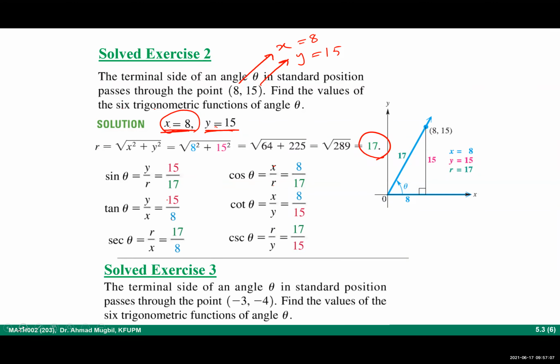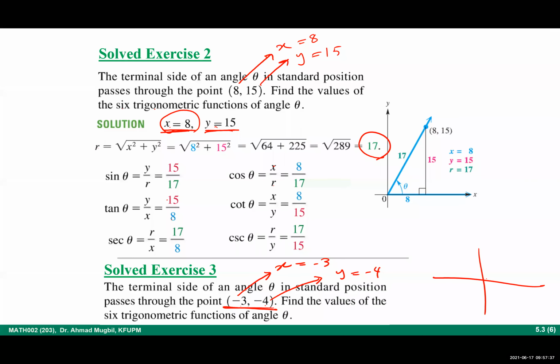Now another example: the terminal side of an angle theta passes through the point (-3, -4). So -3 is X and -4 is Y. Who can tell me where this angle is? Since the terminal side passes through this point, in which quadrant? In the third, because X is negative and Y is negative. If you want to sketch the angle, it is like this. Here is the point (-3, -4), you can draw it like this.